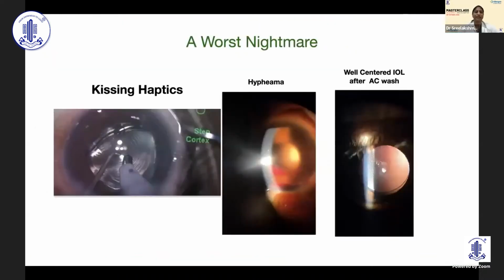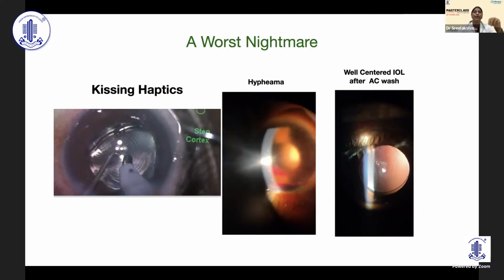So this particular case, I just want to show you this. After doing a beautiful surgery, I implanted this lens, and both optics got stuck to each other. However much I tried, I couldn't separate them. So I left it, and the next day the patient came with hyphema and raised intraocular pressures. Eventually I did an AC wash and intensified the steroid medication.